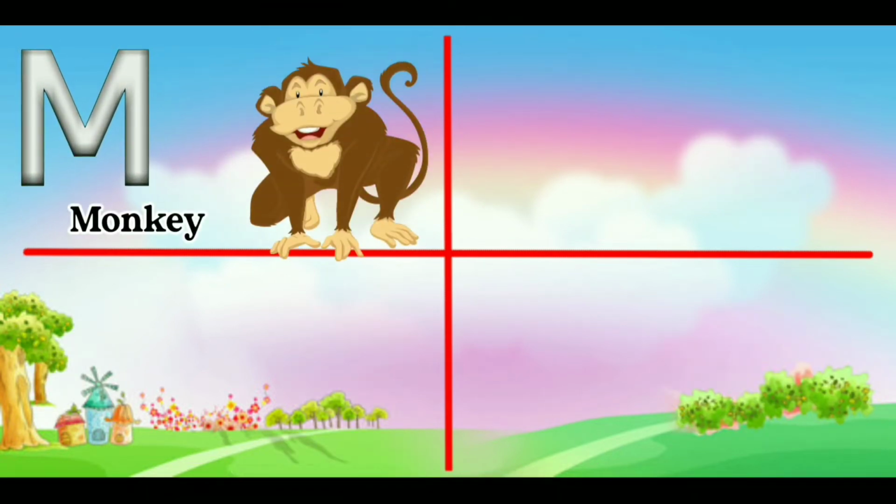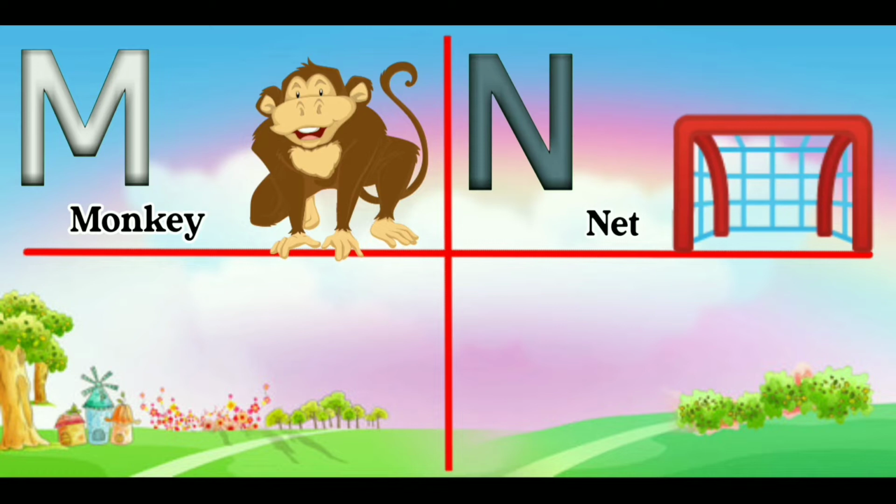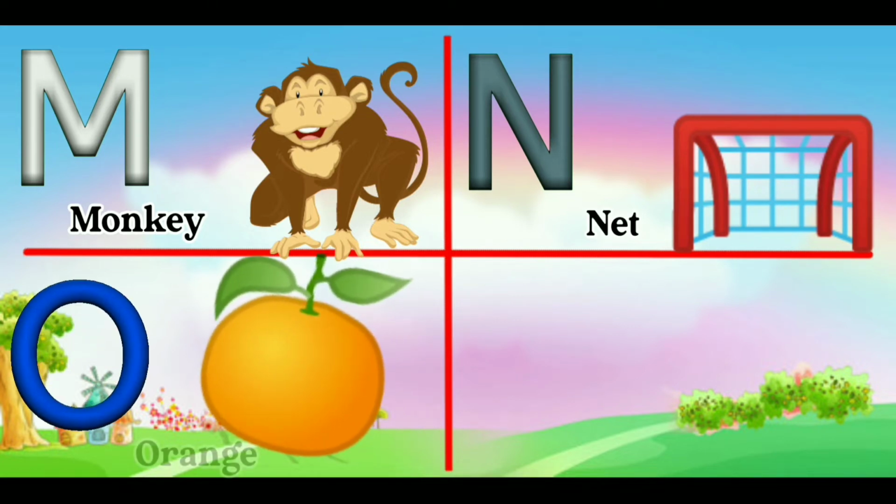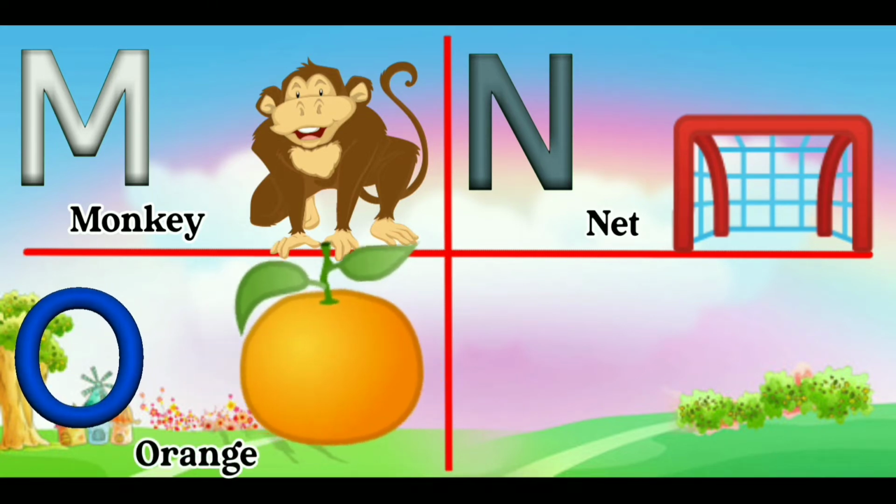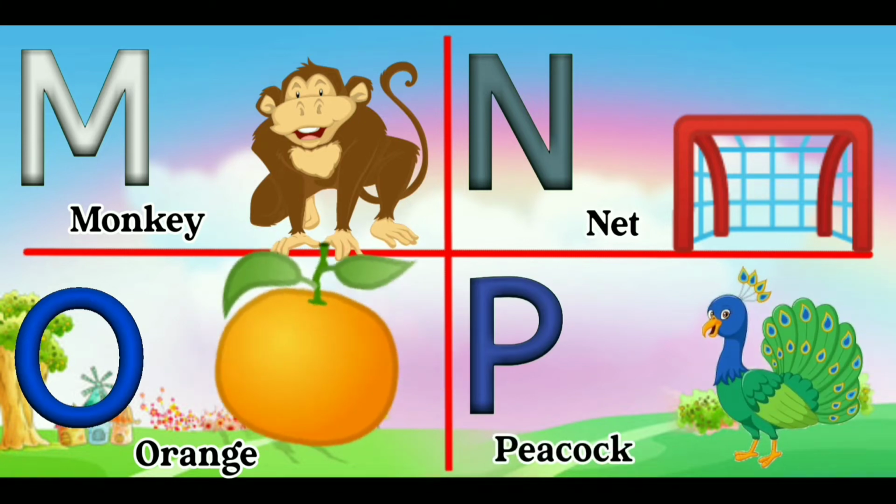M for monkey. N for net. O for orange. P for peacock.